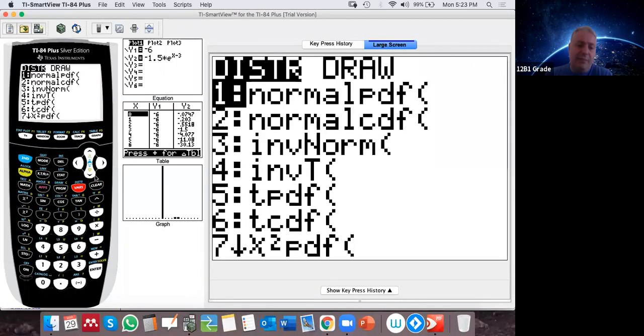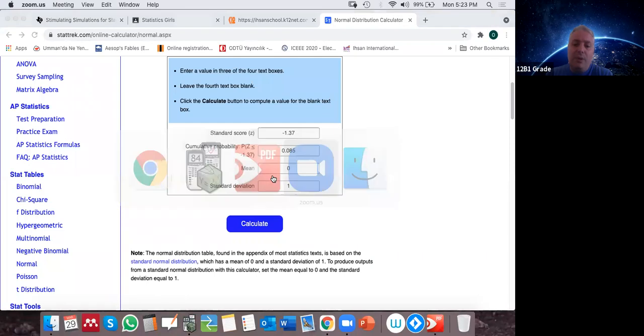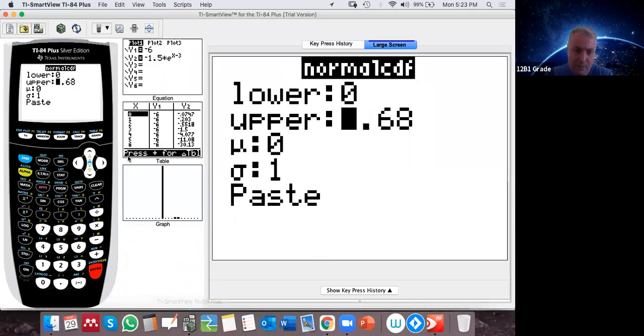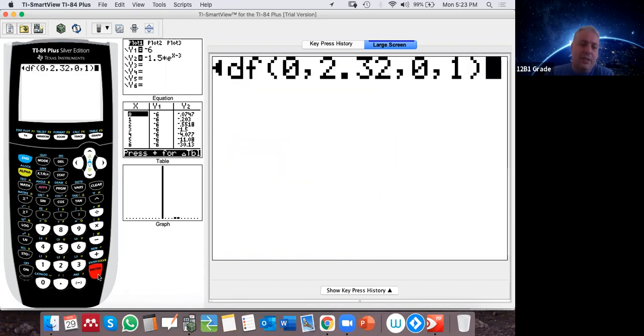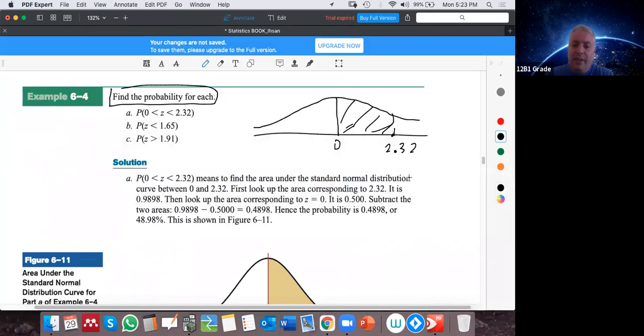Let me finish and later you can ask your question. 0 is the lower bound and the upper bound is 2.32. No change here, no change here. The result comes out as 0.4898, which is exactly here.